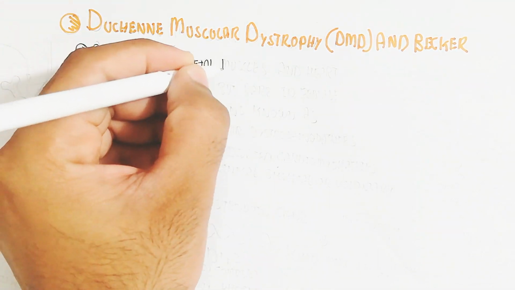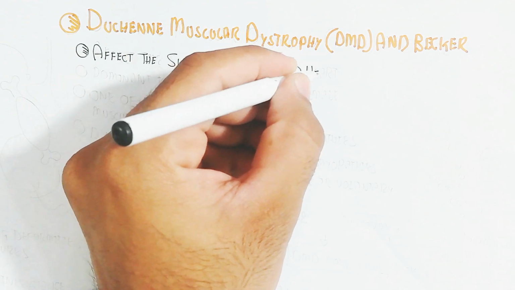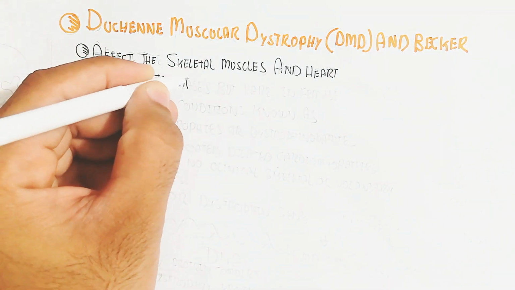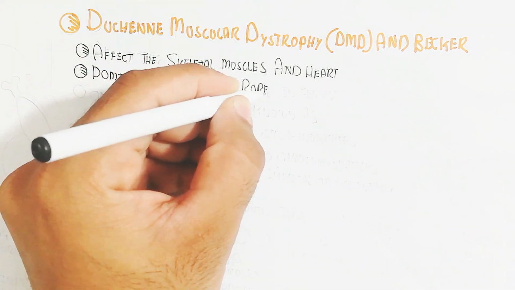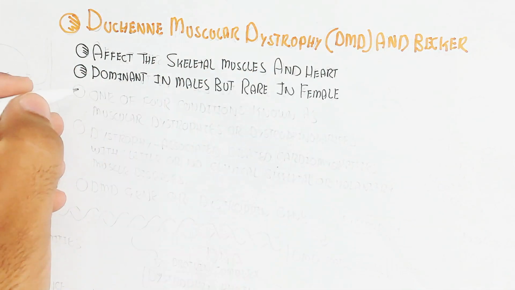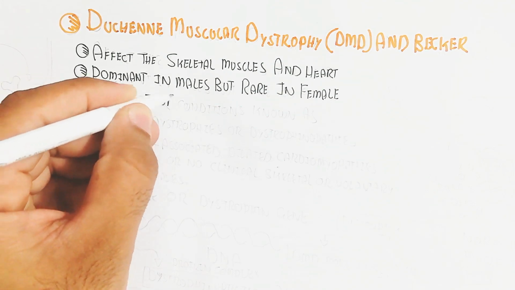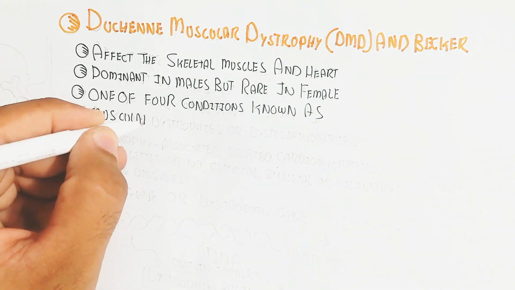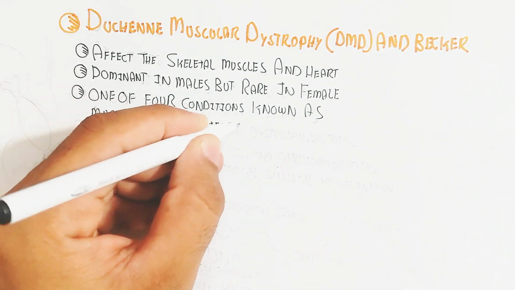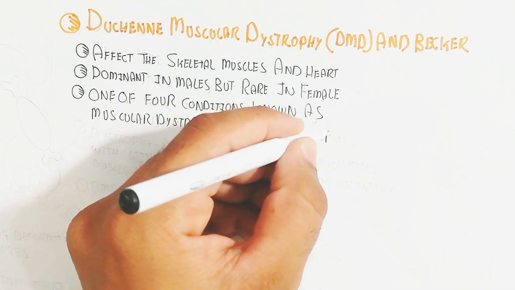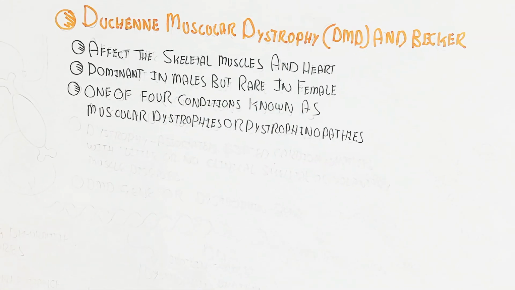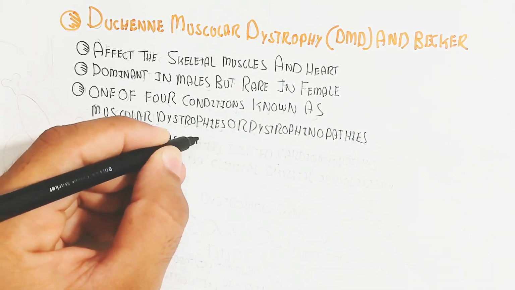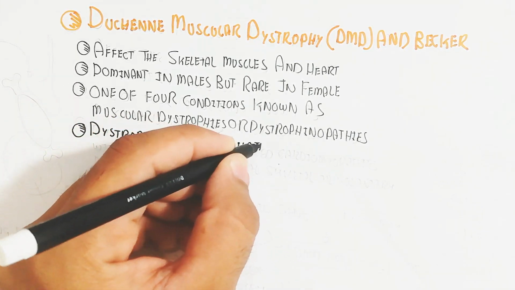So, Duchenne muscular dystrophy and Becker affect the skeletal muscle and heart, and it is dominant in males but rare in females. Why? Let's understand in this video. It is one of four conditions known as the muscular dystrophies or dystrophinopathies, including dystrophin-associated dilated cardiomyopathies with little or no clinical skeletal or voluntary muscle disease.